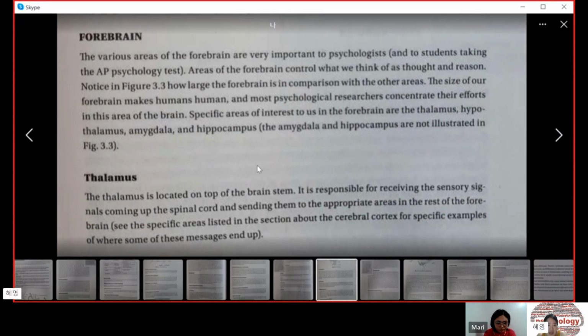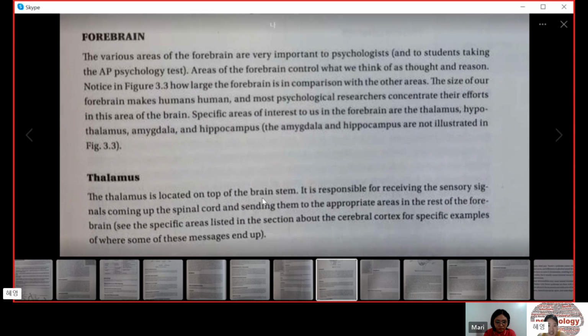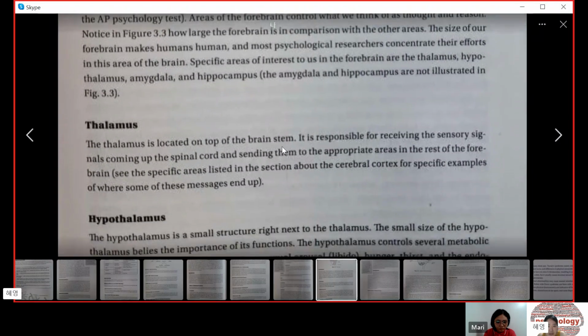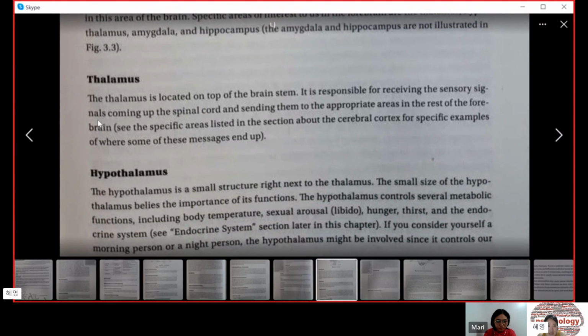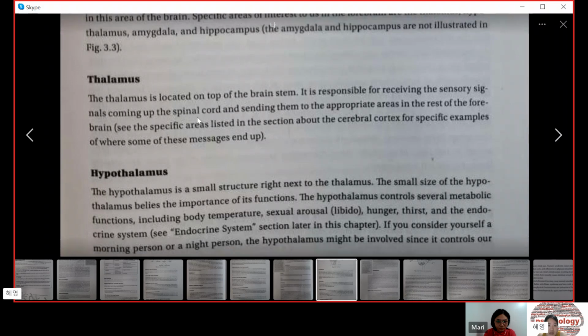Thalamus is located on the top of our brain stem. It is responsible for receiving the sensory signals coming up the spinal cord and sending them to the appropriate areas in the rest of the forebrain.